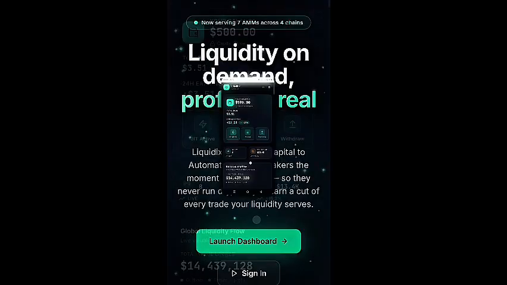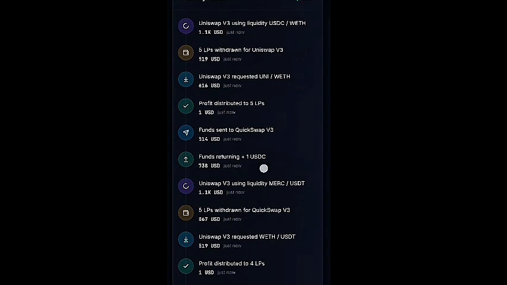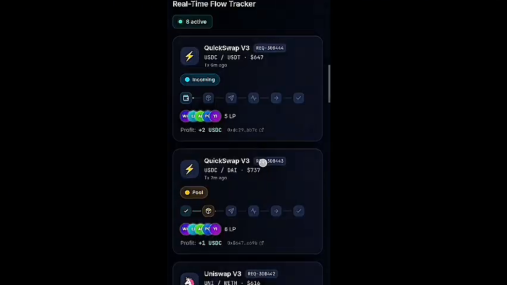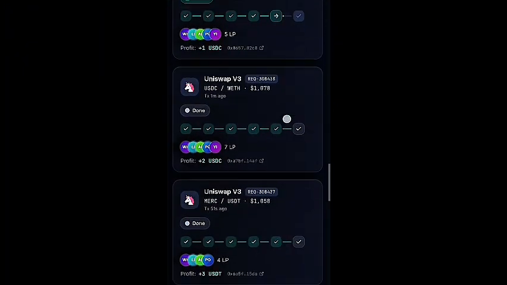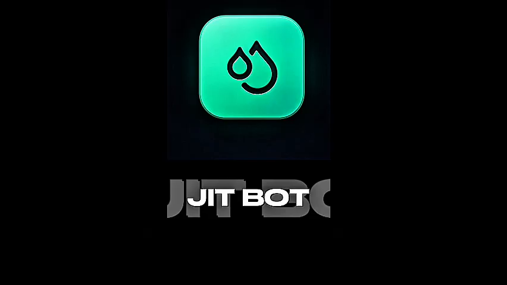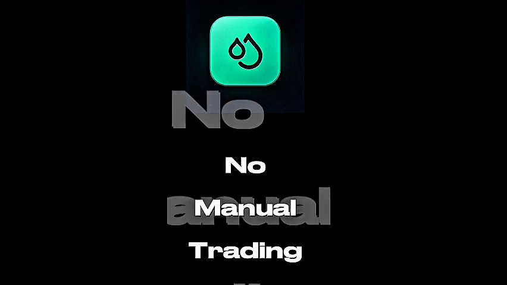Instead of allowing your cryptocurrency to sit idle, Liquidix deploys your capital where liquidity is needed most, helping decentralized exchanges execute trades more efficiently while creating earning opportunities for liquidity providers. According to the platform, the Liquidix bot automatically manages the liquidity strategy on your behalf, so you don't need to trade manually or constantly monitor the market.